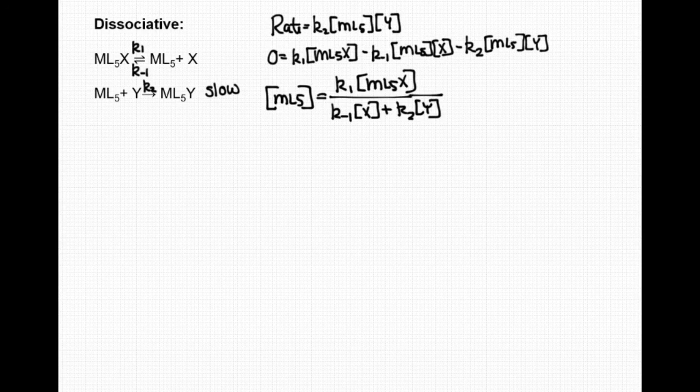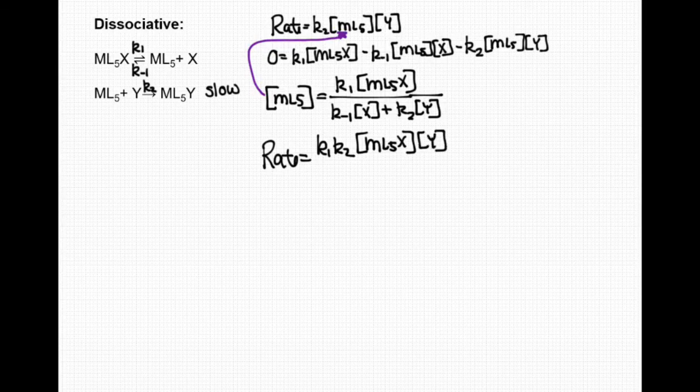Okay, so we substitute this whole thing back in for ML5, and when we do that, we get that our rate law for a dissociative mechanism is rate equals K1 times K2 times the starting complex ML5X times Y divided by K-1 times X plus K2 times Y. So we see that in our rate law we have the influence of both the incoming ligand Y and also the leaving ligand X.